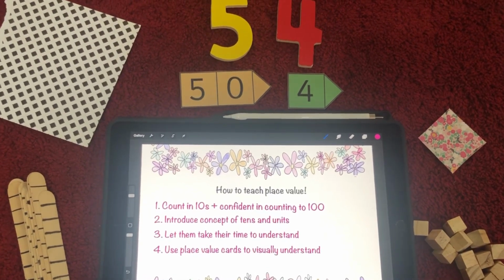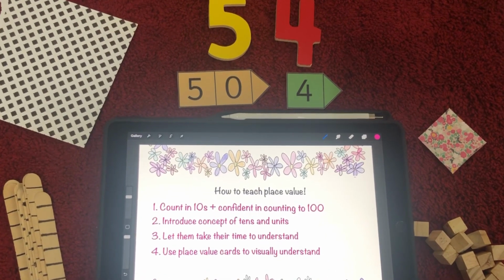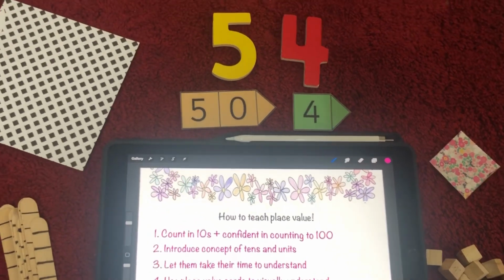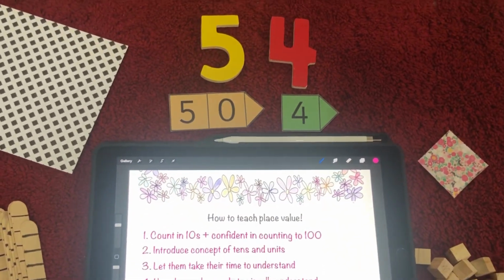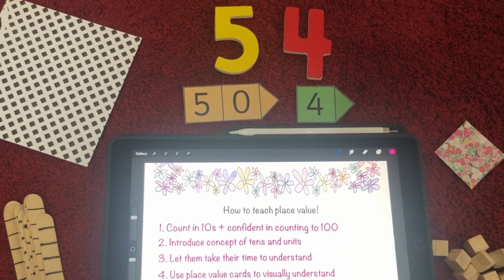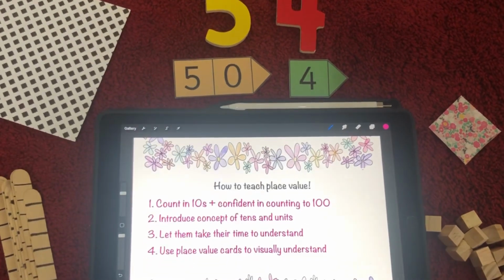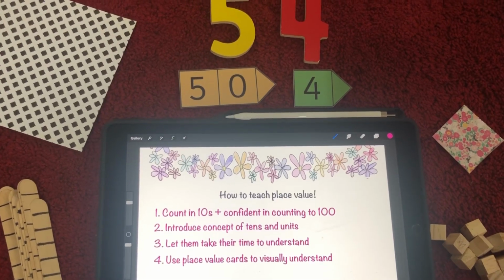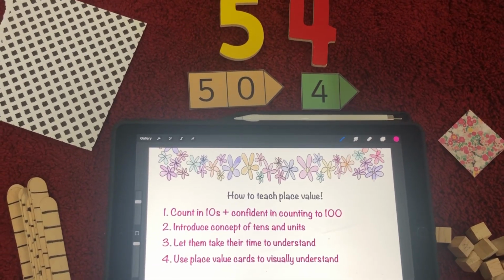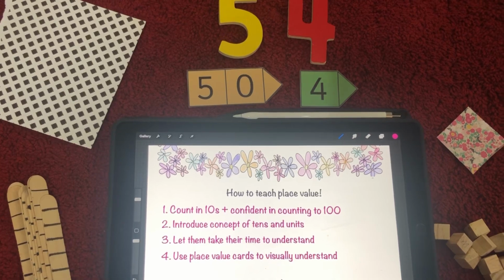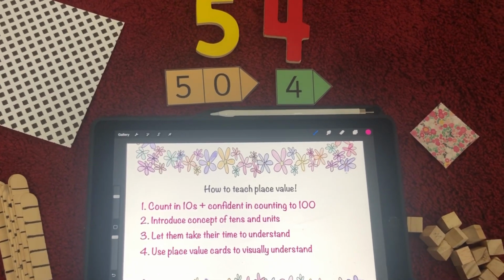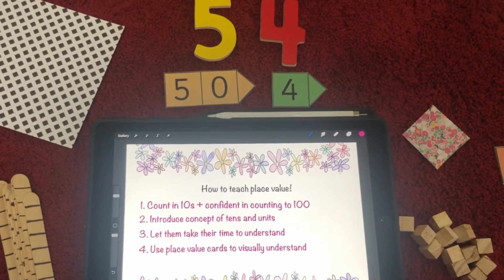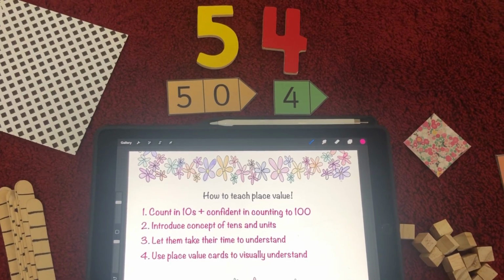For us then, we moved on to place value cards to visually understand. As we started looking at bigger numbers, moving on to numbers under 100, we started looking at these place value cards. You can actually make them yourself. They're just arrow cards, and the 10 cards are obviously slightly bigger, and then you can place the units on top to show exactly how this number is 54.